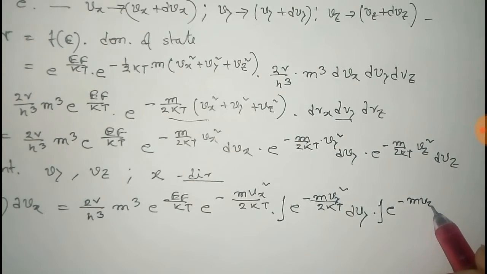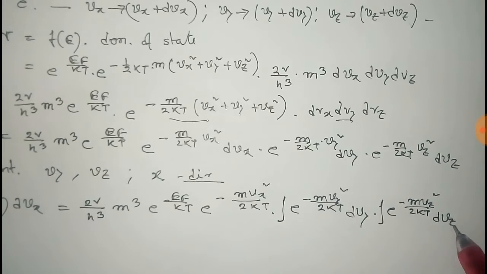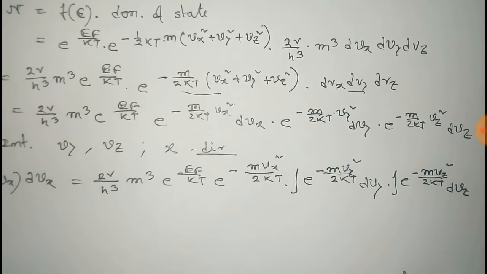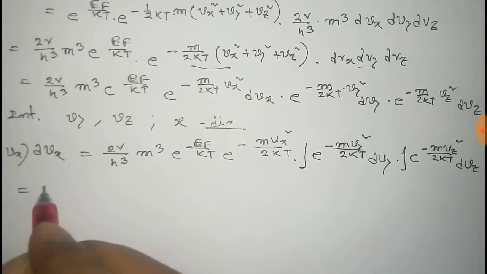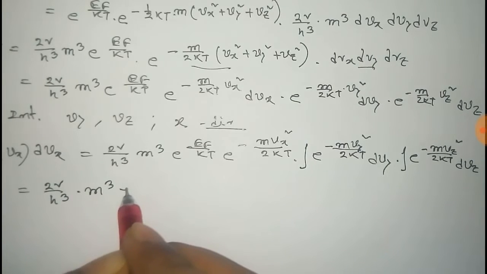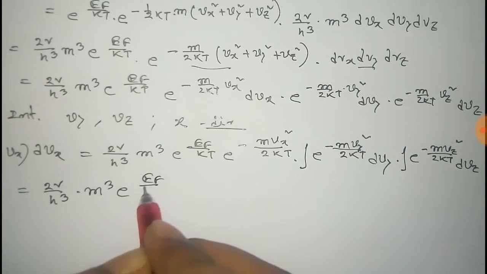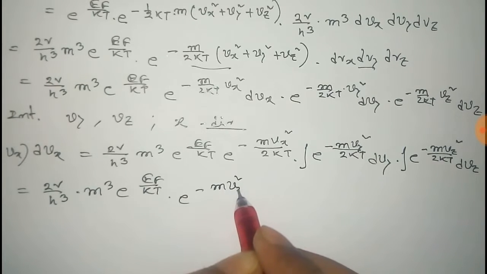The limit of this integral is minus to plus infinity. Okay, now that's like this, so we have to integrate this now. So that's equal to 2V by h cube into m cube e to the power Ef by kT into e to the power minus mv square by 2kT.